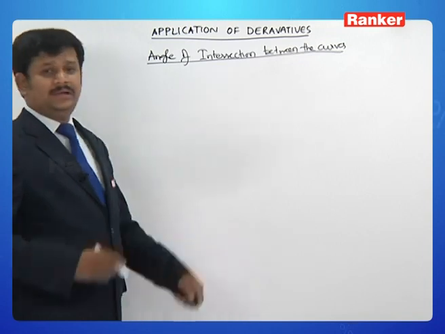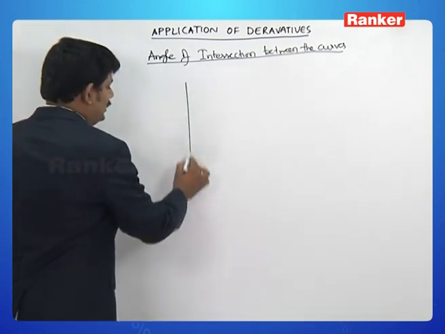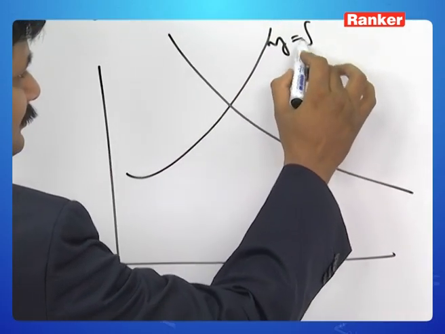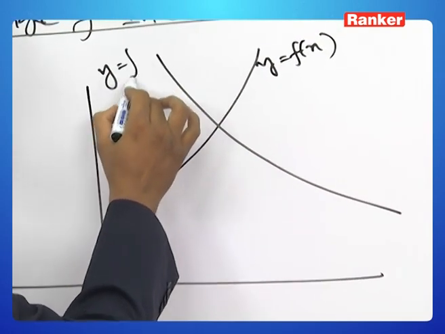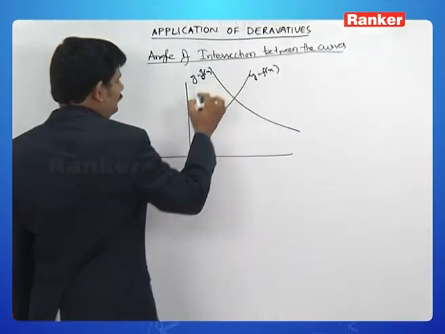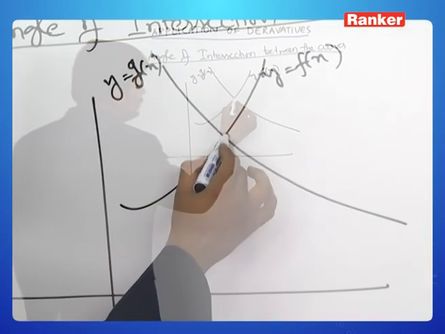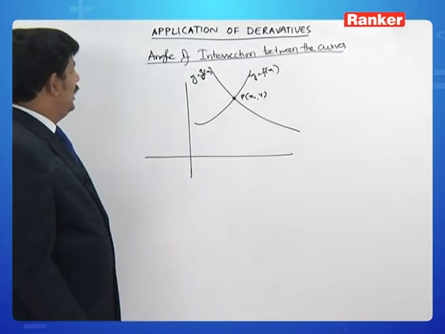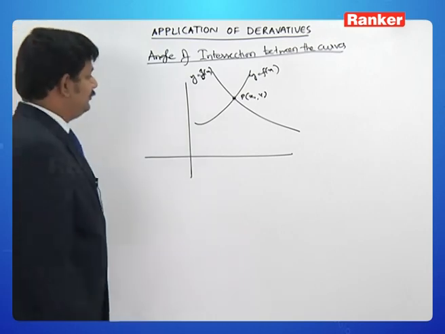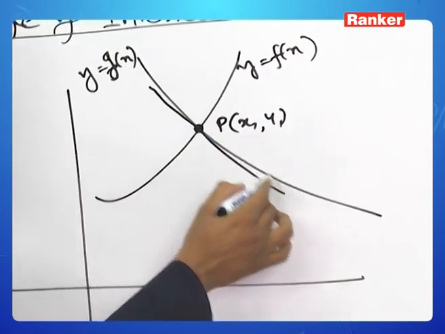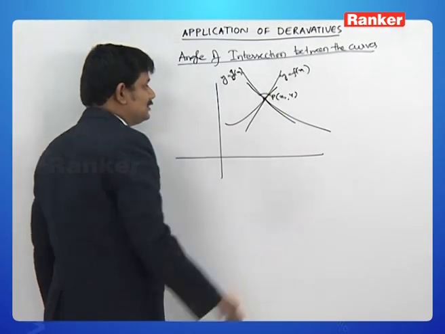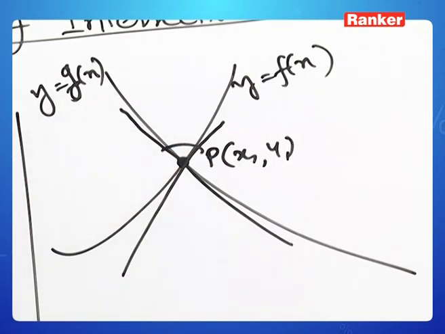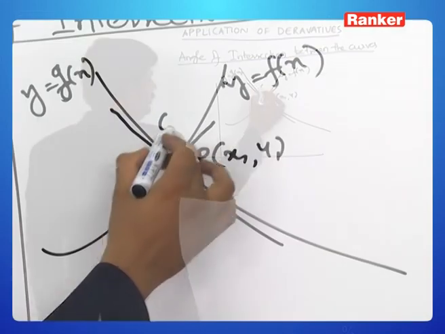Next point, let us look at angle of intersection between curves. Let us say we are given any two curves, y is equal to f of x and y is equal to g of x. And let us say these two curves intersect at a point x1 comma y1. By saying angle of intersection between the curves, we mean angle between the tangents at the point of intersection. Angle of intersection of two curves is given by angle between the tangents at the point of intersection. So, let us say we call this angle theta.